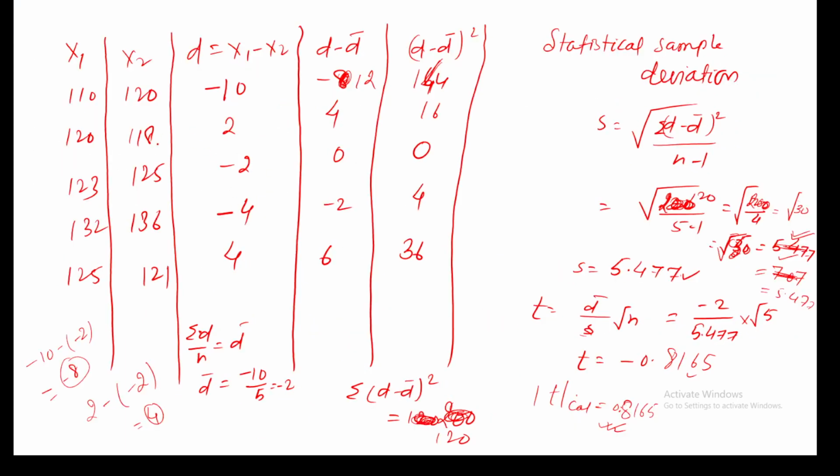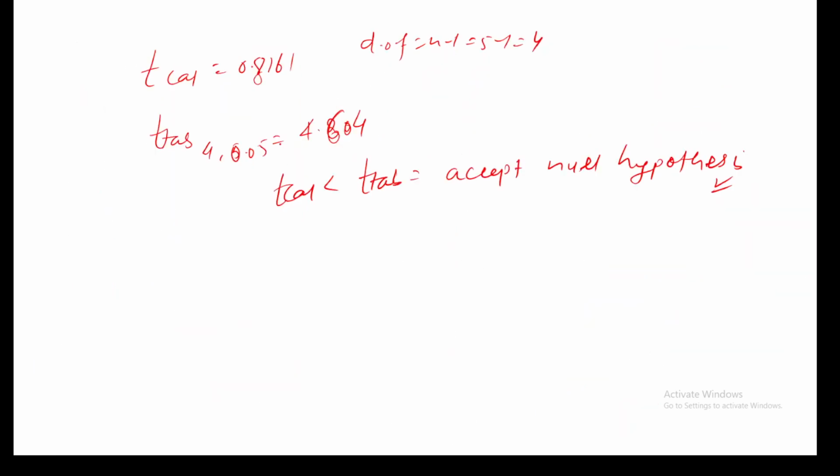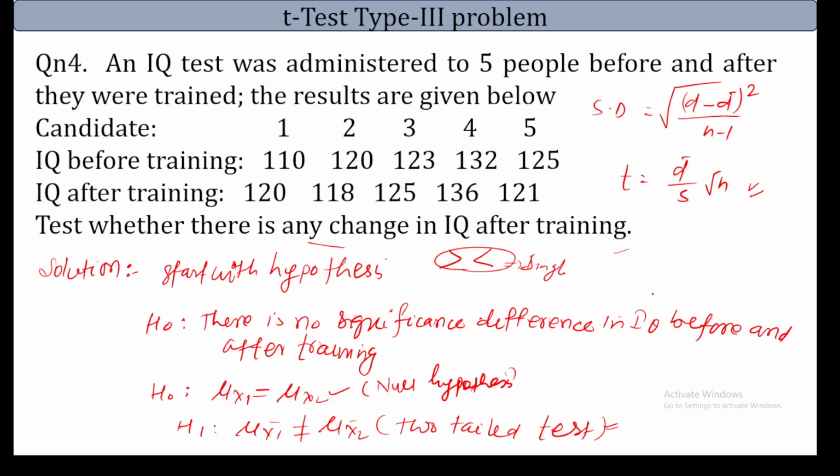First we take x1, x2, then calculate d as x1 minus x2, then d minus d bar, then d minus d bar whole square, then we calculate s, then put the values into d bar by s root n to get the t value. That will come out negative, no issue with that, but we can take the mode and get t calculated. Based upon that we decide whether to accept or reject the null hypothesis. You can make short notes, collecting all the formulas for different types of tests in one place before going for the exam. Just 1 minute.